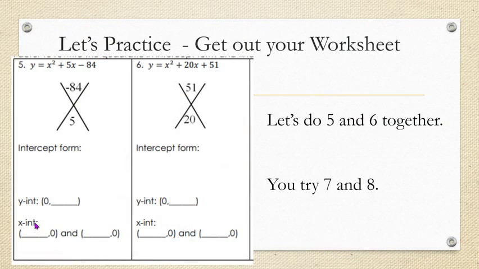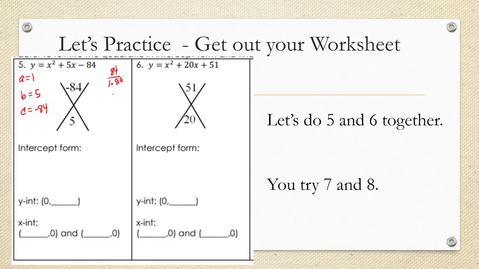Okay, so let's practice. Let's identify A, B, and C. A is 1, B is 5, C is negative 84. Okay, you've got your things in here. You're going to have to do the factors of 84.